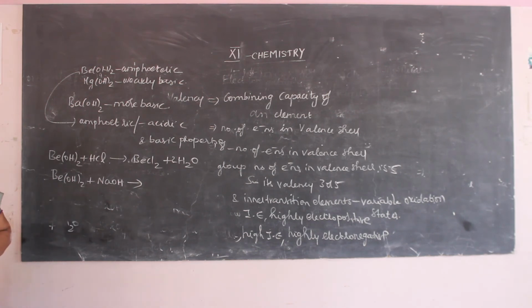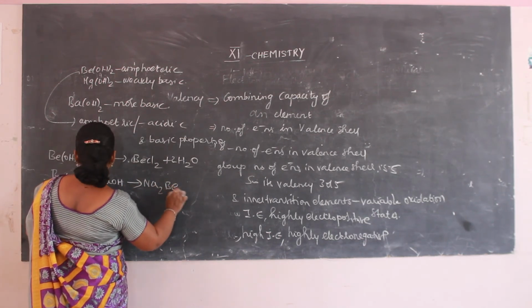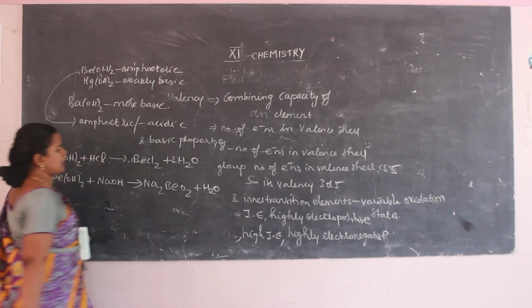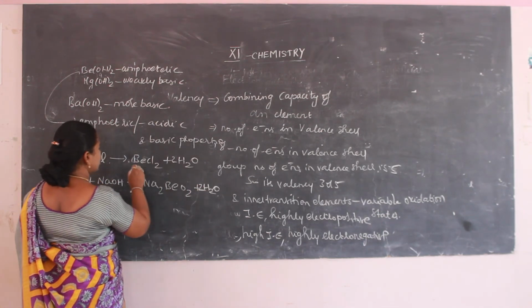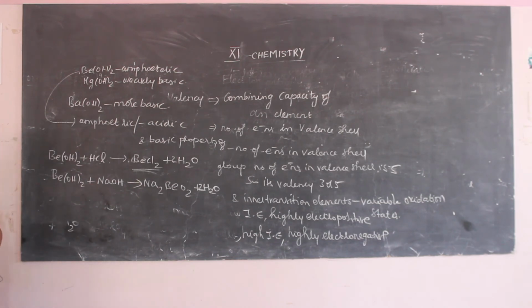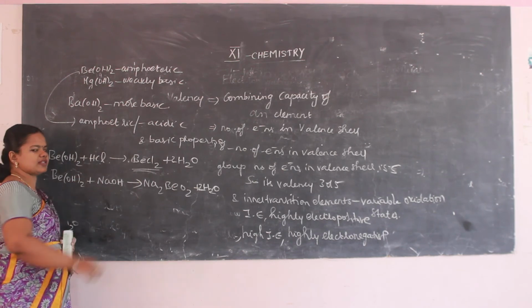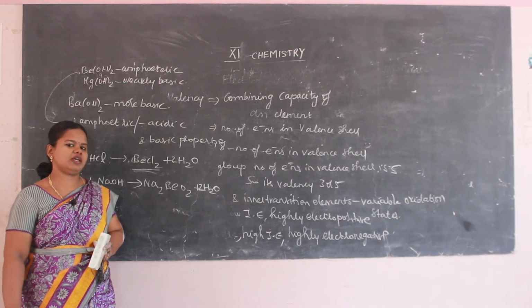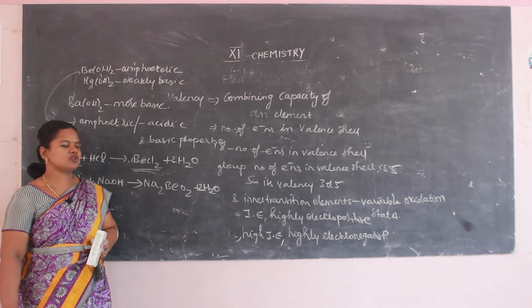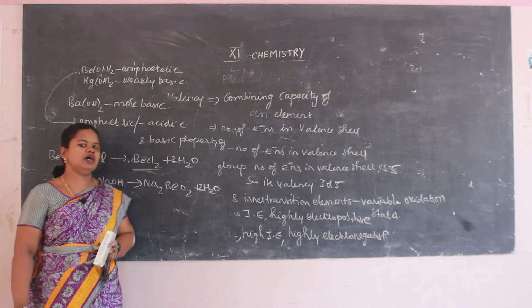Na2BeO2 plus H2O, that is water is formed. So this BeCl2 is what? BeCl2 is acidic since it reacts with acid, so it has an acidic property, and this beryllium hydroxide when it reacts with base has basic property also. So these two equations explain that beryllium hydroxide has both acidic as well as basic property, that is, it is amphoteric. So these are some of the chemical periodic trends in our periodic table.